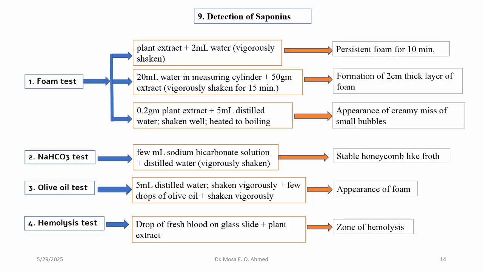RBCs. The other three tests are considered physical tests: the foam test, sodium bicarbonate test, and olive oil test. All these three are based on the formation of froth or foam in case of presence of saponin.